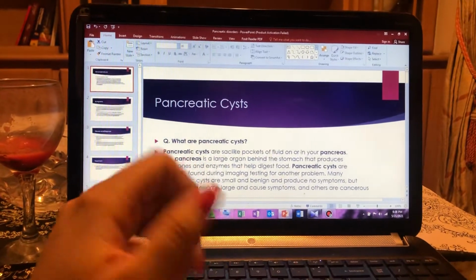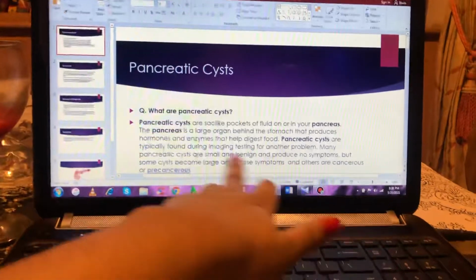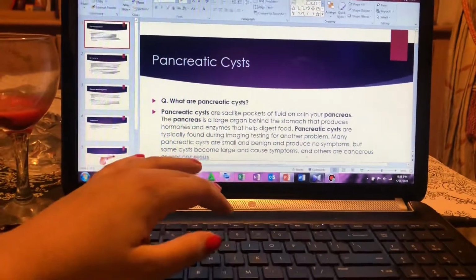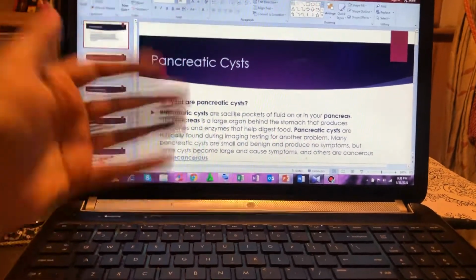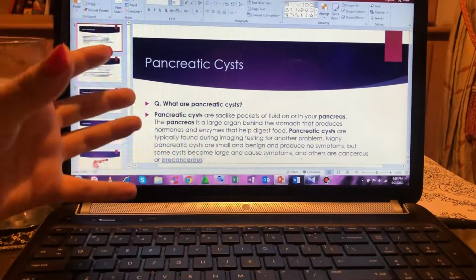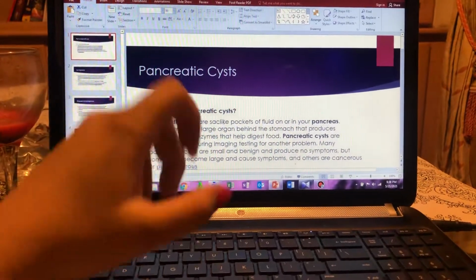Other than that, you can do MRIs and X-rays. Now, many pancreatic cysts are small and benign, of course, because they have no symptoms. They're just present there in the body and they usually cause no harm unless they become cancerous, which means it will eventually grow in size. It will take over other cells' DNA. Our immunity will get very weak.